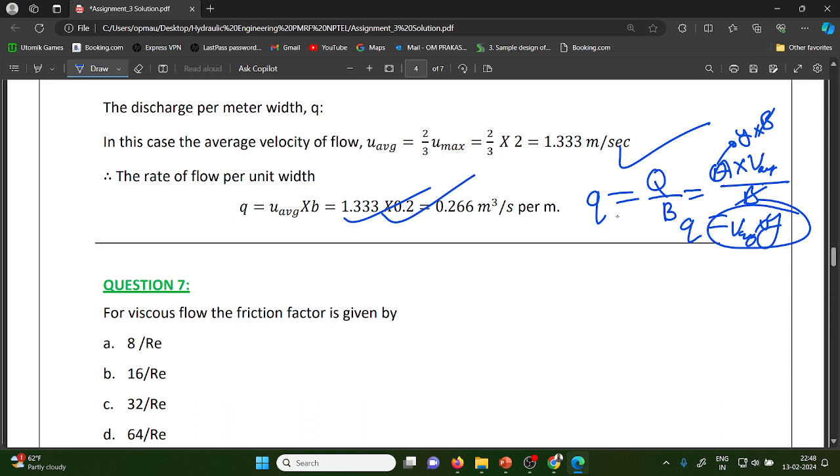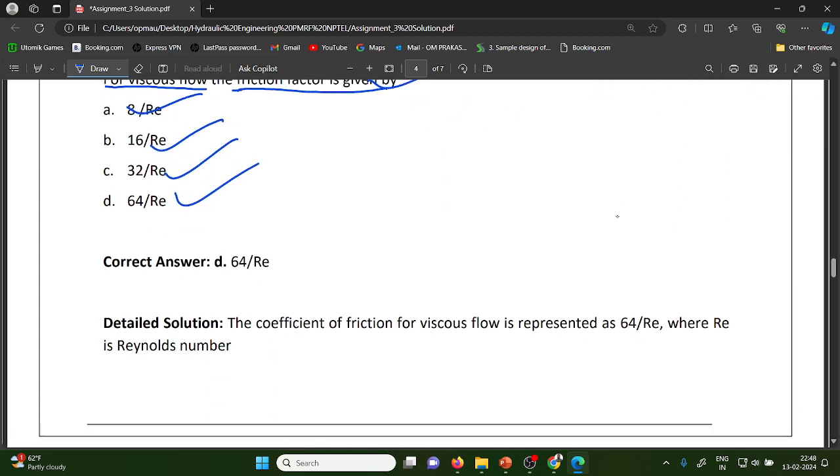Now the same question as the first question in the previous one. For viscous flow, the friction factor is given by 8 by Re, 64 by Re, 16 by Re, 32 by Re. Friction factor he is talking about. So it is 64 by Re.